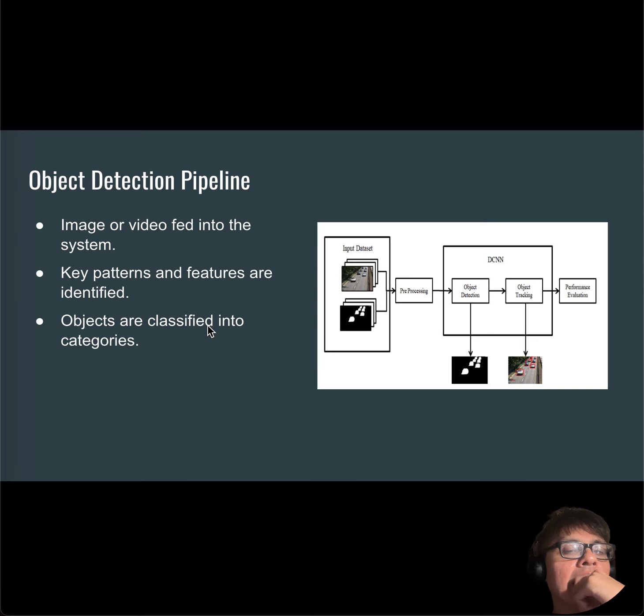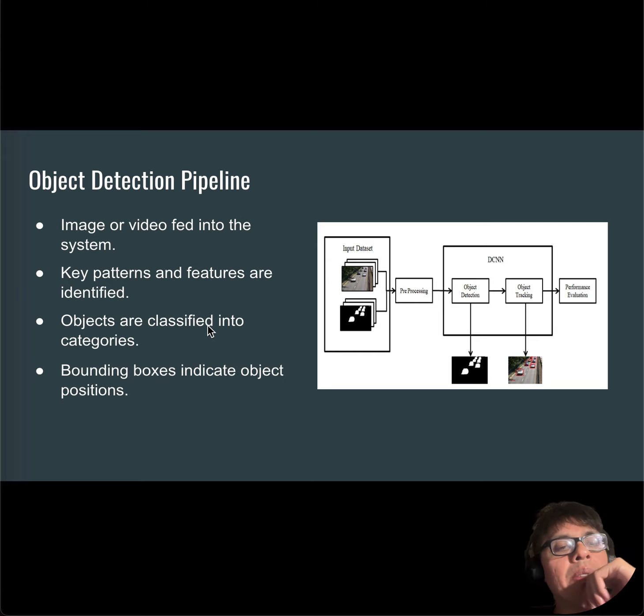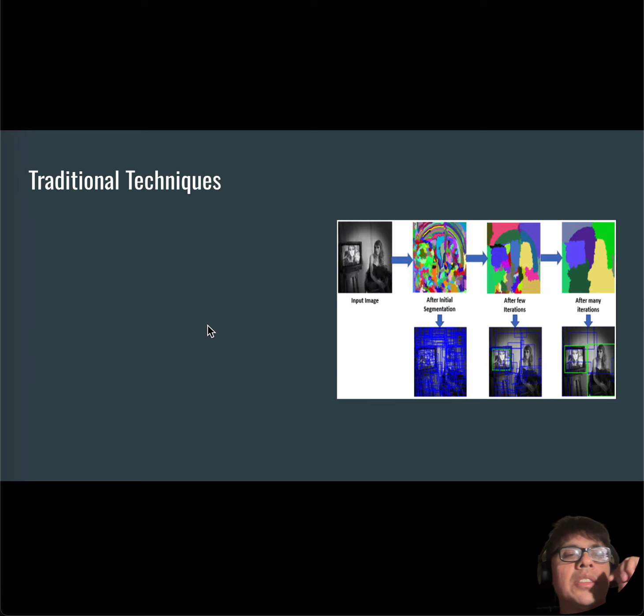Objects are classified into categories. So, for example, things like vehicles, things like food, things like, as I went into in the previous slide, people. So all of these categories and category labels are determined. And the bounding box, which is the outline of the object, indicates what its position is.